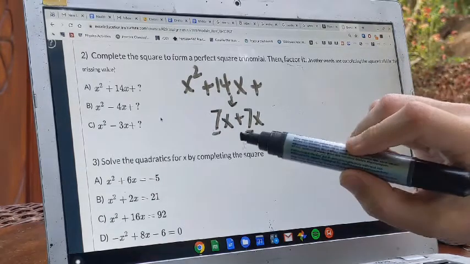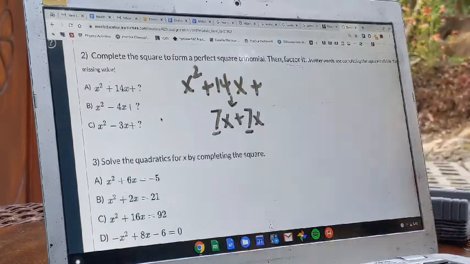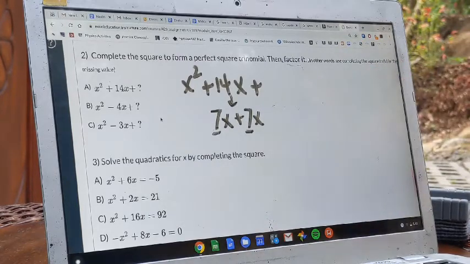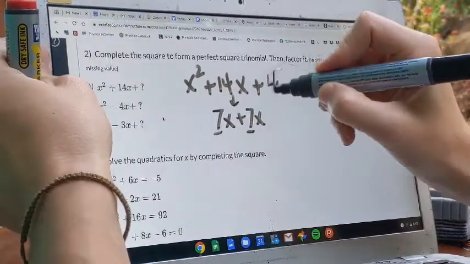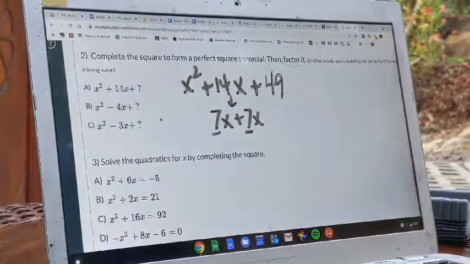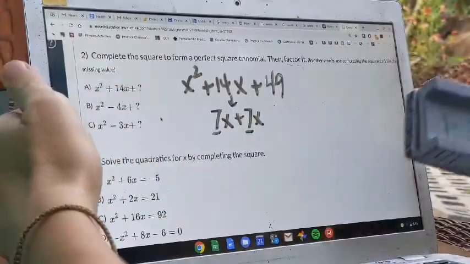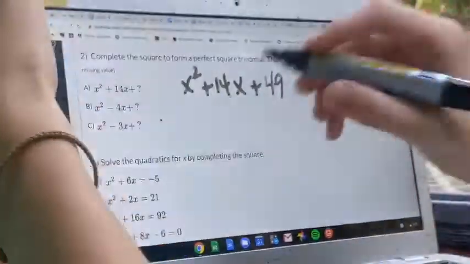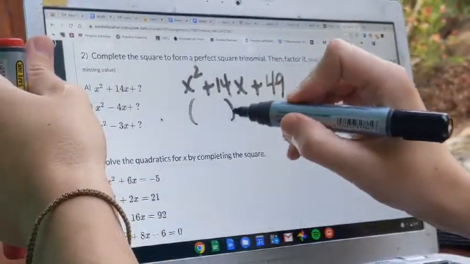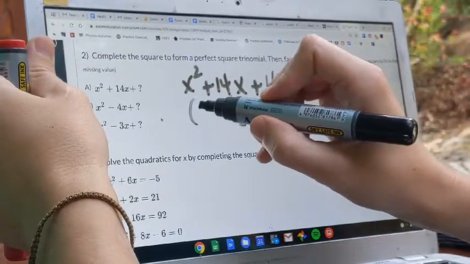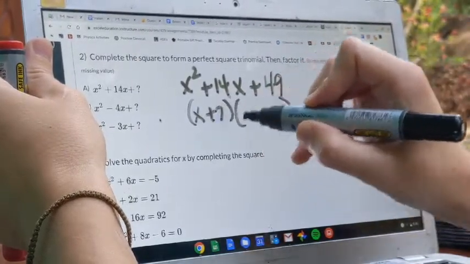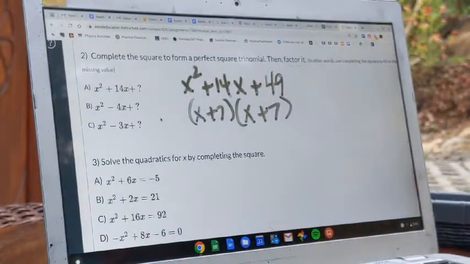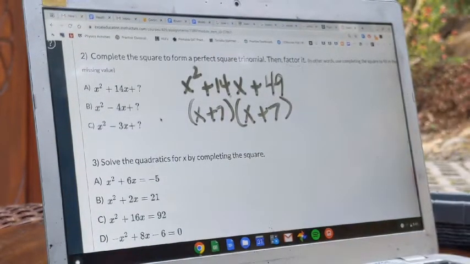We know that it was a 7 and a 7. Now we need to multiply these two things by each other. That would give us 49. So let's write that down. That's what we're going to add to make the perfect square trinomial. Cool. And now they ask us to factor it. To factor this, let's put our little parentheses down: x plus 7. Notice that 7's coming back. And x plus 7. Watch this play out, and all this will make sense, hopefully.